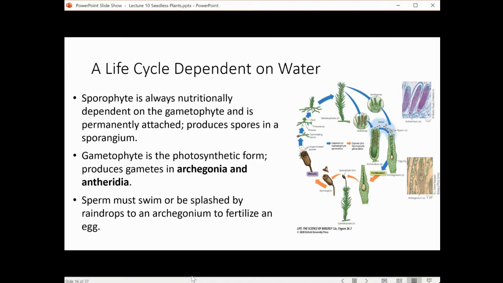How this all works, you can see in this figure, and this is why I like this particular figure. You can see right here, water playing a direct role in the ability of these plants to reproduce. Okay, it also plays a direct role in the sporophyte and how it's going to get nutrition from the gametophyte.